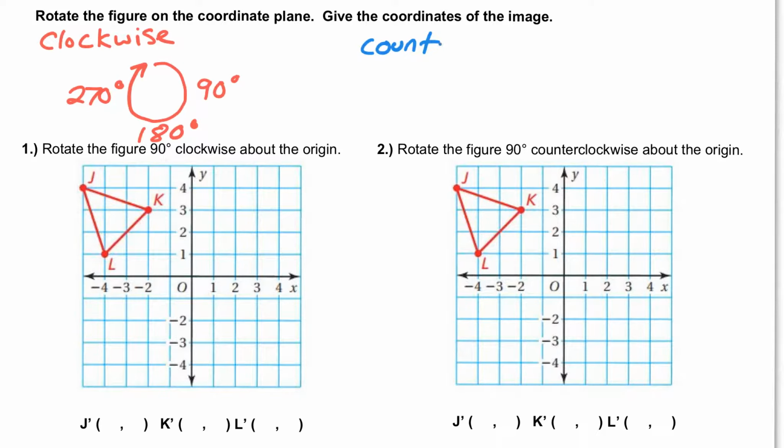Counterclockwise is the other way. We rotate it to the left. So 1 turn to the left is 90 degrees counterclockwise. 2 turns to the left is 180 degrees counterclockwise. 3 turns to the left is 270 degrees counterclockwise. Okay, so let's go ahead and we'll talk about how we can do these rotations on a coordinate plane.